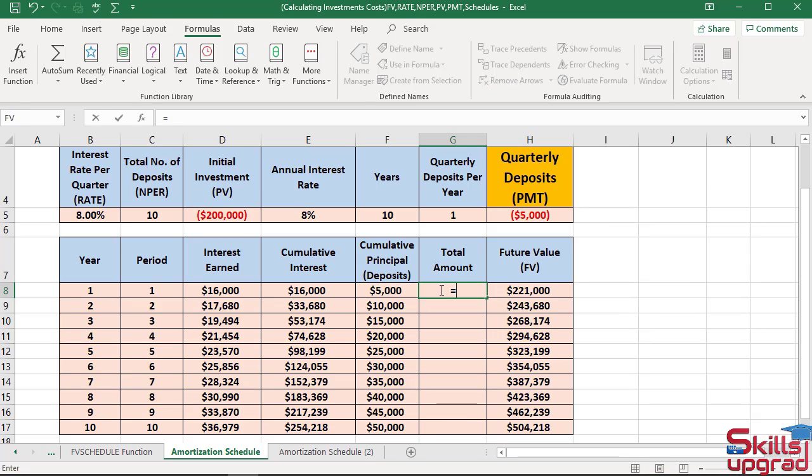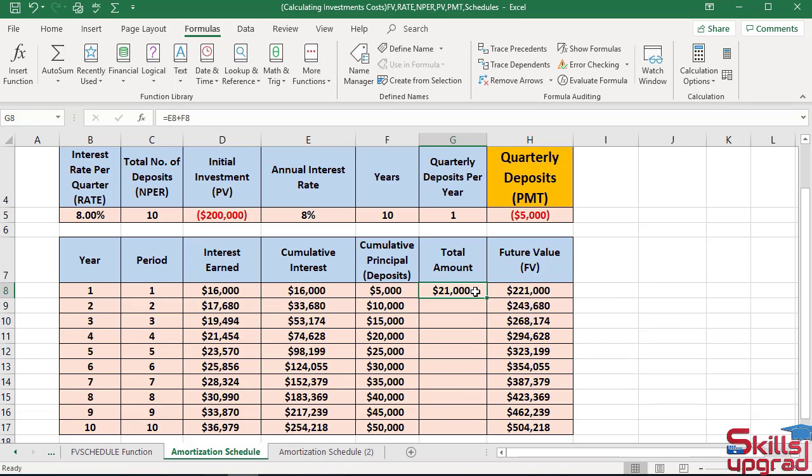Enter equal sign. Click cell reference E8. Enter addition operator. Click cell reference F8. Press enter key. This is the total amount that increases the value of initial investment. Initial investment is $200,000. Extra $21,000 increases the value of initial investment at the end of first period.